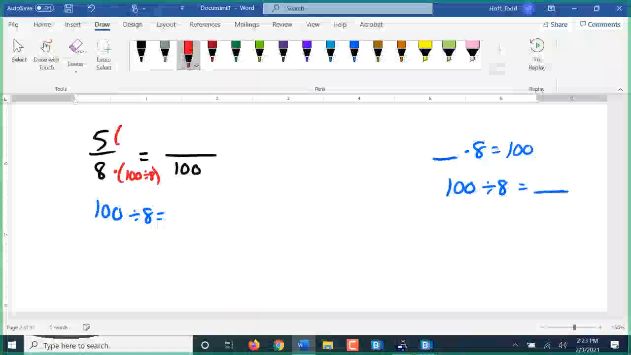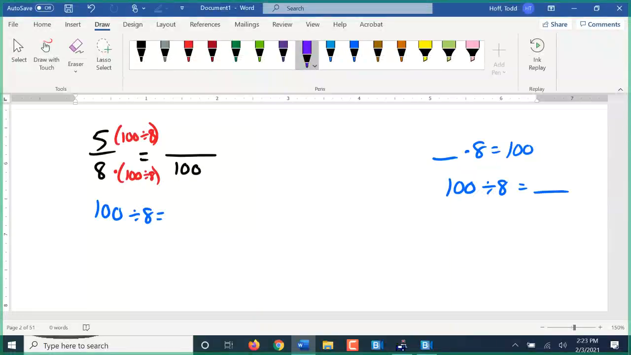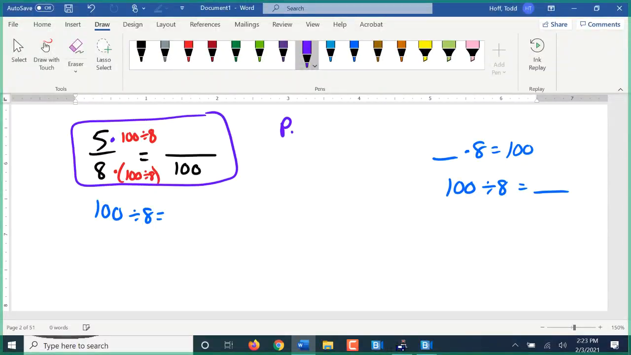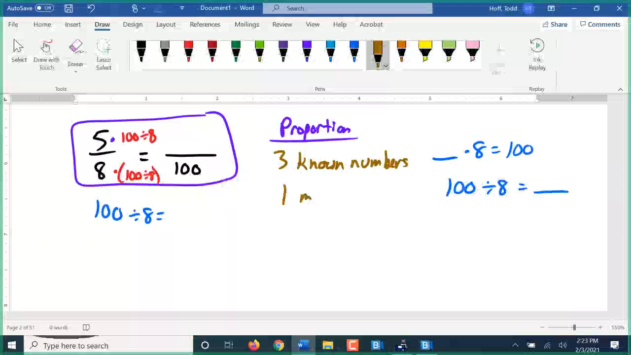So that's what we're going to multiply our top number by. Now I wrote the whole thing out rather than dividing it out to get a number for that, because it shows a pattern here. I can actually remove the parentheses there and it does not affect this answer. Take that 5 times 100 divided by 8. When we have this setup, this is called a proportion. And to work with a proportion, we have 3 known numbers and 1 missing number.